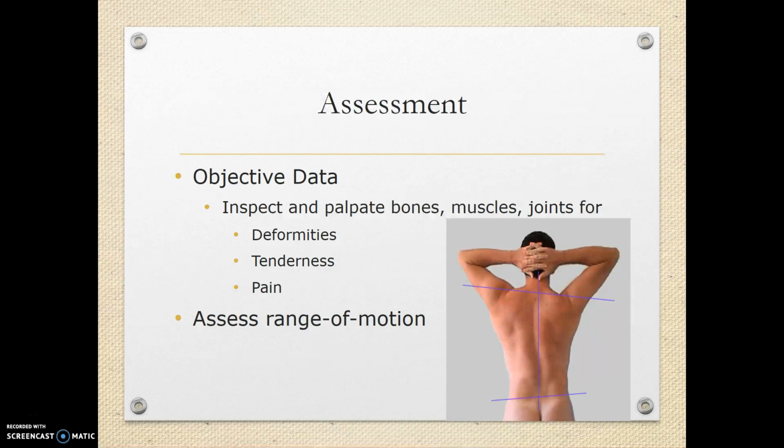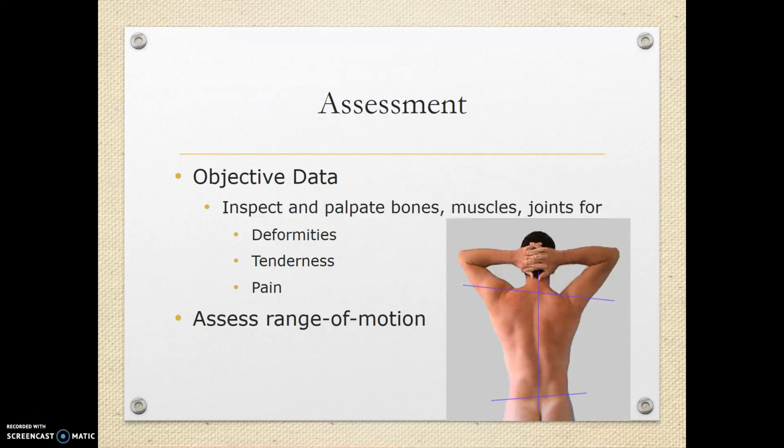Objective assessment. Please bring your musculoskeletal practice rubric to class. We're going to go over that. So we're going to inspect and palpate bones, muscles, and joints for any deformities, any tenderness, any pain. And we're also going to be assessing range of motion. I know that in the lab you are doing complete range of motion and you're being tested on that. So I'll explain how we're going to modify that a little bit in 142.